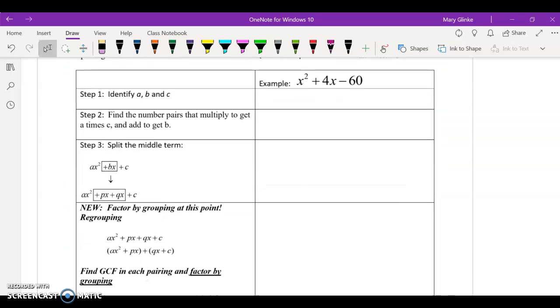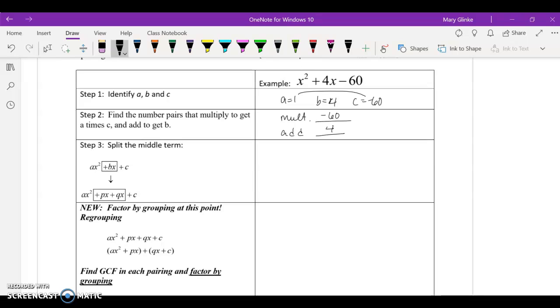So here's how we do it. Step 1, identify your A, B, and C value. So nothing new yet. Step 2, look for your number pairs. So again, nothing new here. We're going to multiply A times C. So we're looking for what multiplies to get negative 60 and adds to get 4.